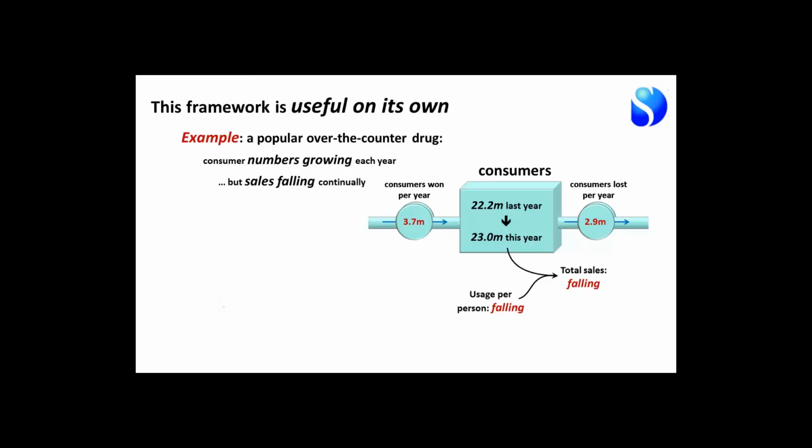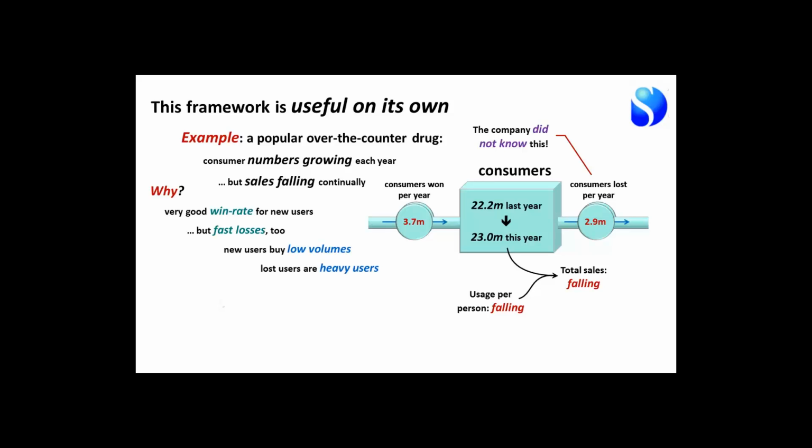A rather interesting point about this example is that this company did not know that number on the right and did not therefore know what the number was on the left. They only went and found out when the colleague of mine who did this work told them it was a really important number and they ought to go find out. What they discovered from this is that they had a very good win rate for new users, so their new user marketing was working very well, but they were losing people quickly as well.